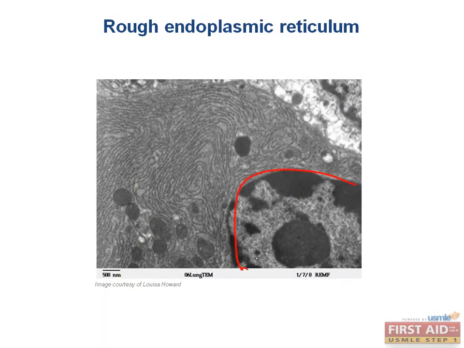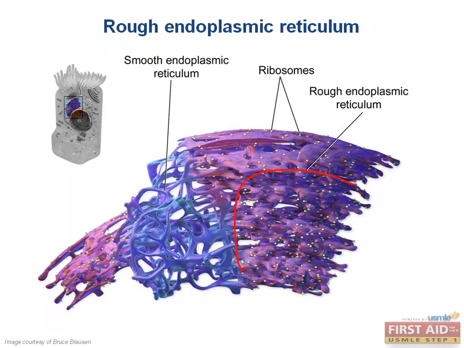But it's hard to appreciate the detail from this, so here's an artist's rendering of some more rough ER, and you can see that the smooth ER has no ribosomes, and the rough ER is covered in it. So why would you want ribosomes to be in this membranous structure instead of floating around the cytoplasm? Because the rough ER is where secretory proteins, which are destined to be exported from the cell, and proteins that will end up embedded in the membrane, are synthesized, and it's more efficient to make them all in an organized location instead of trying to round them up later, after they've been in the cytoplasm.